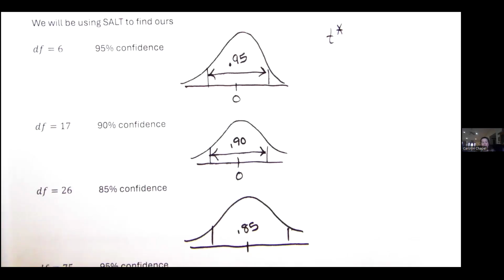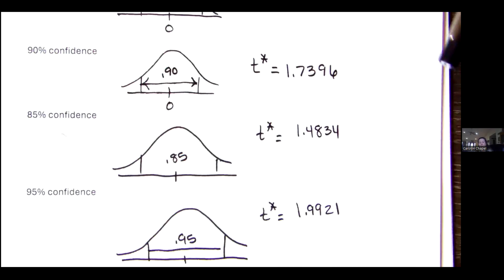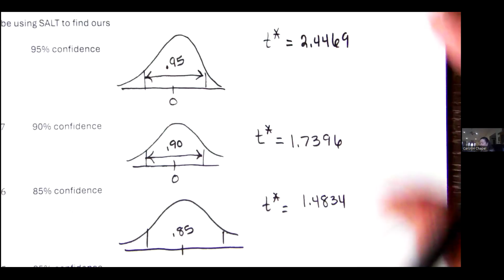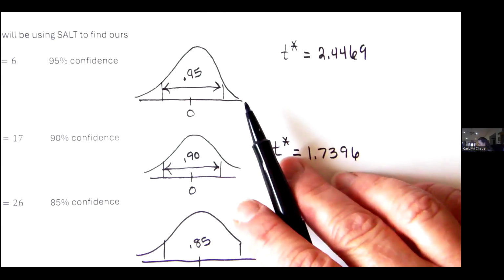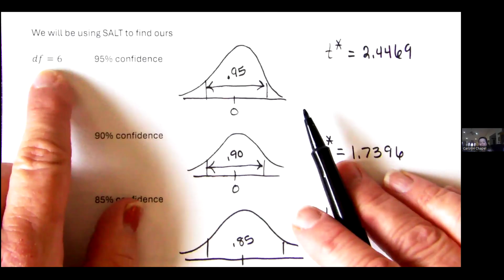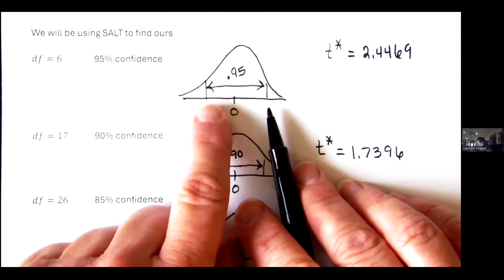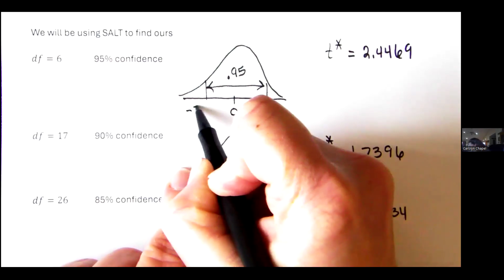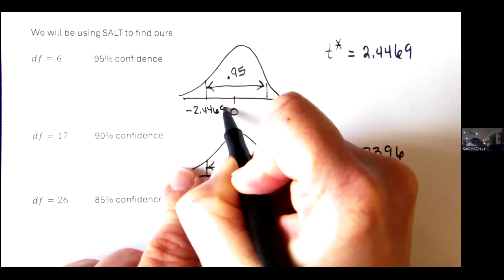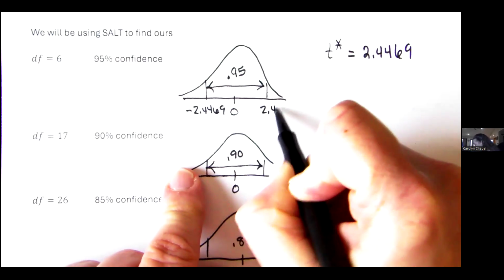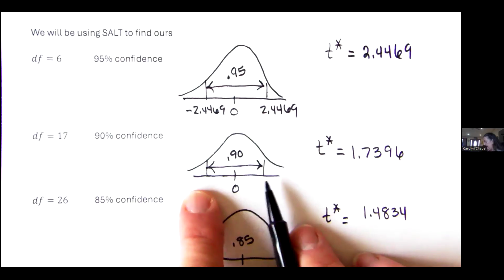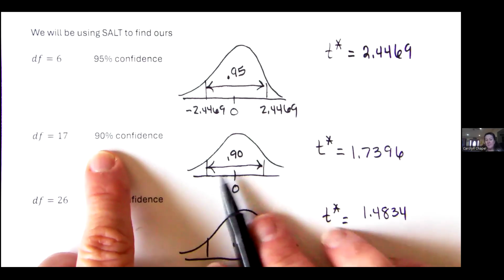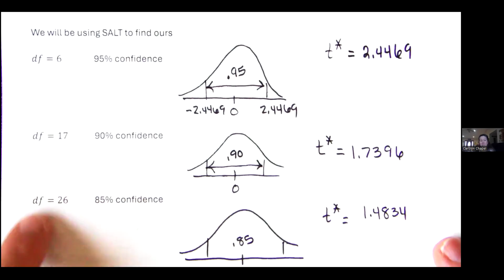Okay, first of all, just kind of recap our T stars, how we got them. We went to SALT, we went to the T distribution, making sure to put in our degrees of freedom and using the between. So this would have been a negative 2.4469. This is a 2.4469 there. T stars on both sides, 90% in the middle, making sure to change the degrees of freedom each time.